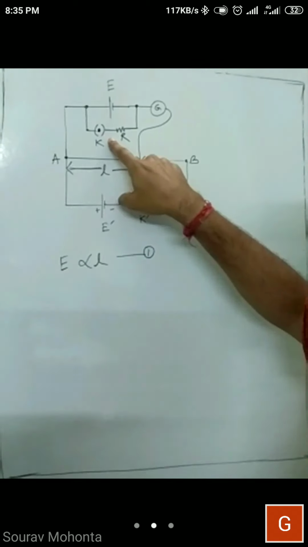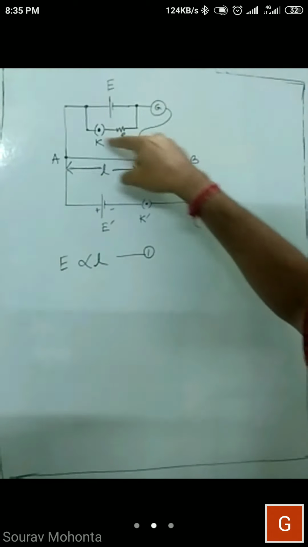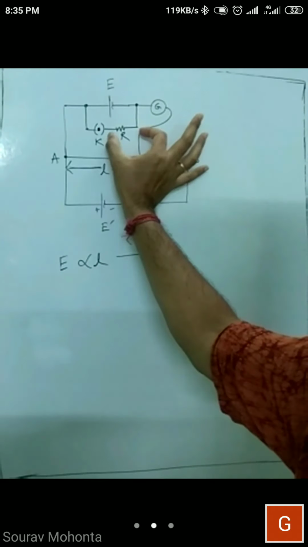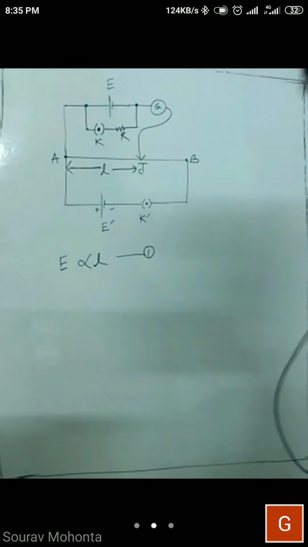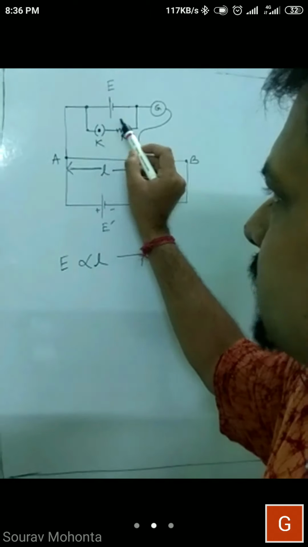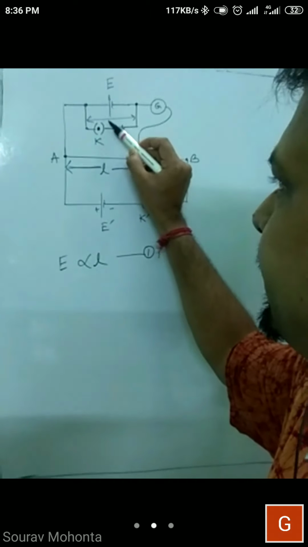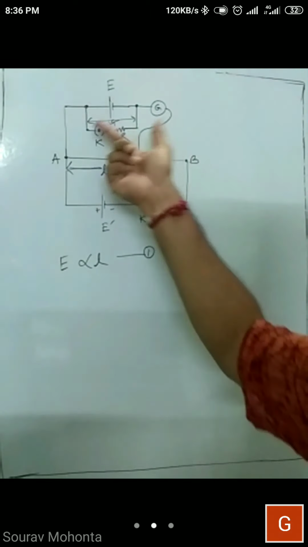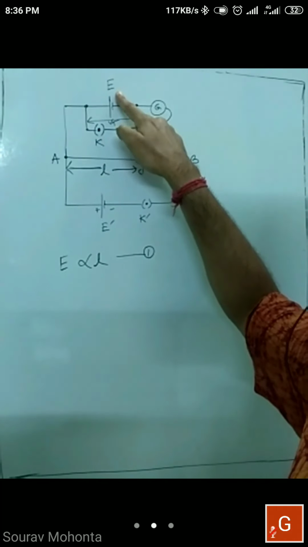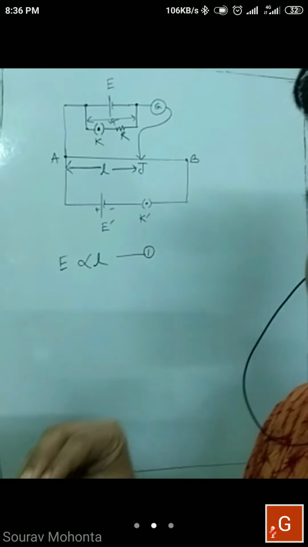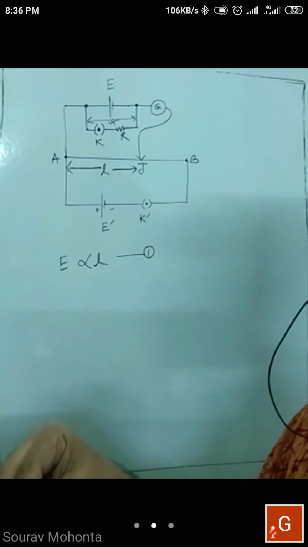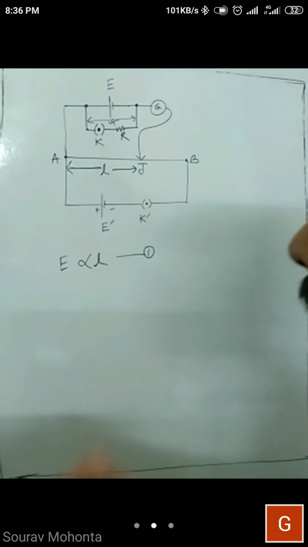when the key is closed, a current will flow through this small circuit. Therefore there will be a potential difference across this R, and that potential difference is called the terminal potential difference, suppose Vt. The EMF is reduced to Vt, because when current flows through the cell, an internal voltage is dropped within the cell, due to its internal resistance.